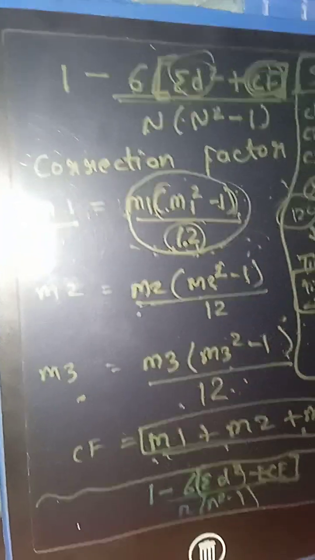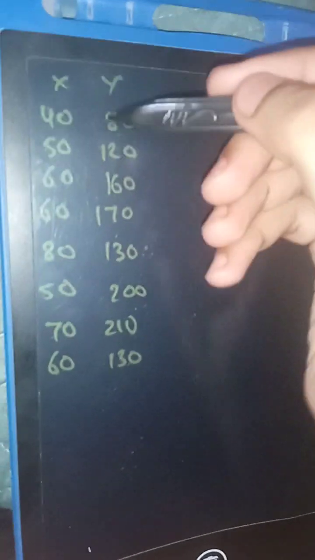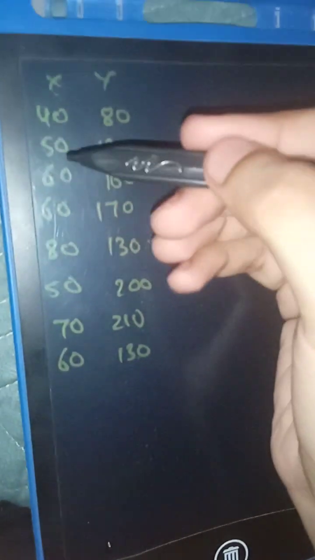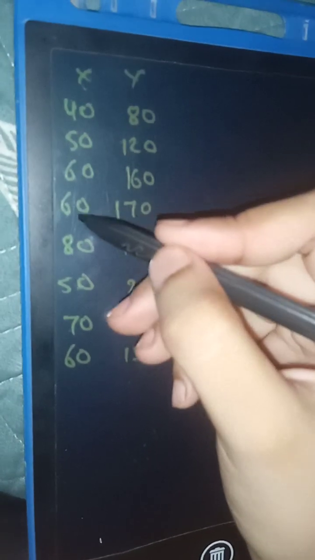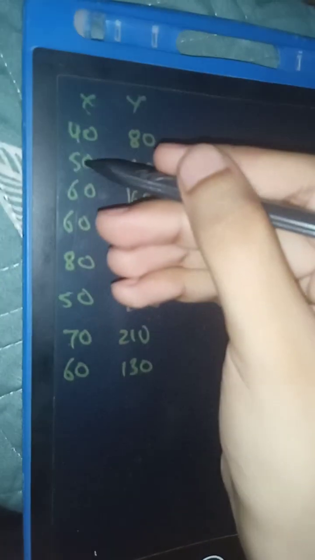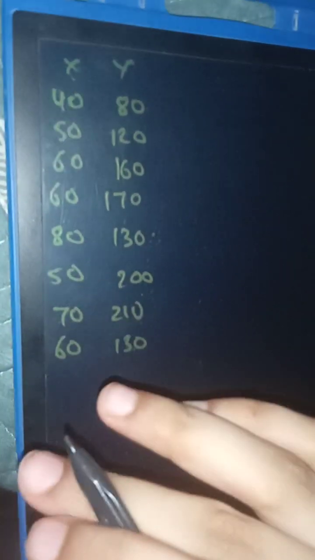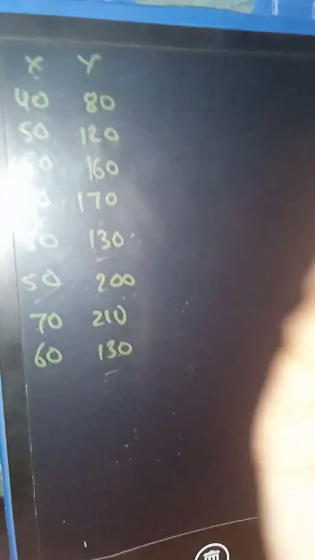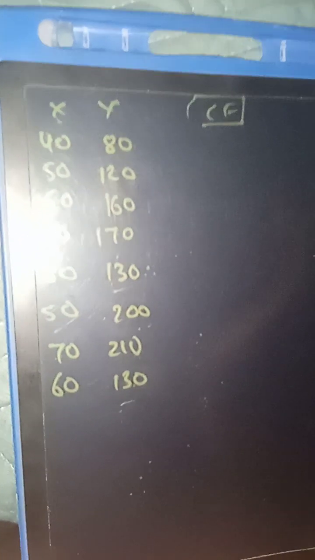Now let's see a question and solve this. Here in the values of the x and y variables, you will see that there are many numbers that are repeating many times. Like the number 60 is repeating 3 times, the number 50 is repeating 2 times, and in the y variable also the number 130 is repeating 2 times. Now let me show you how we calculate CF first, because everything else we already know.